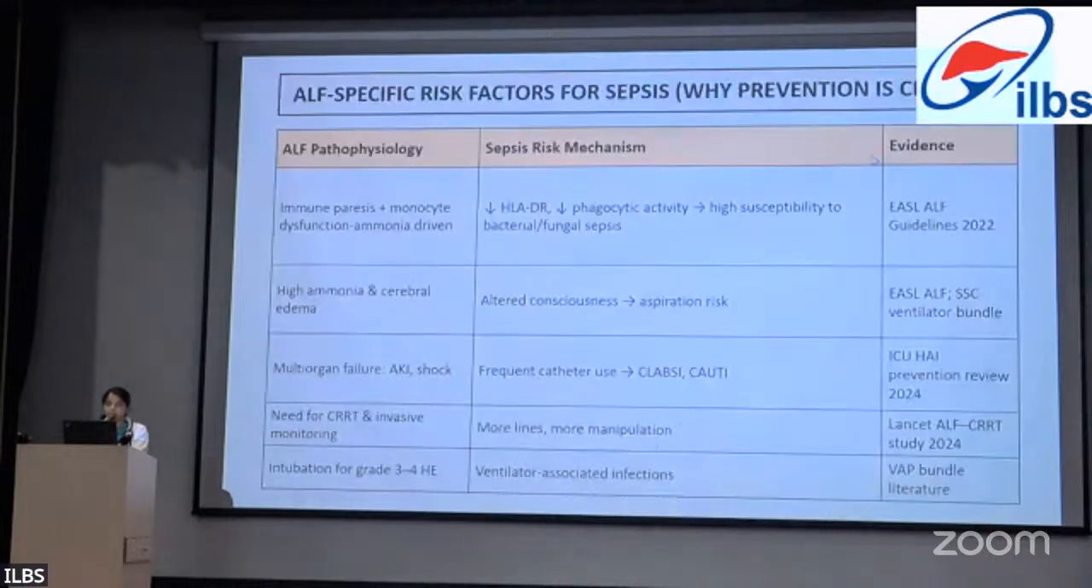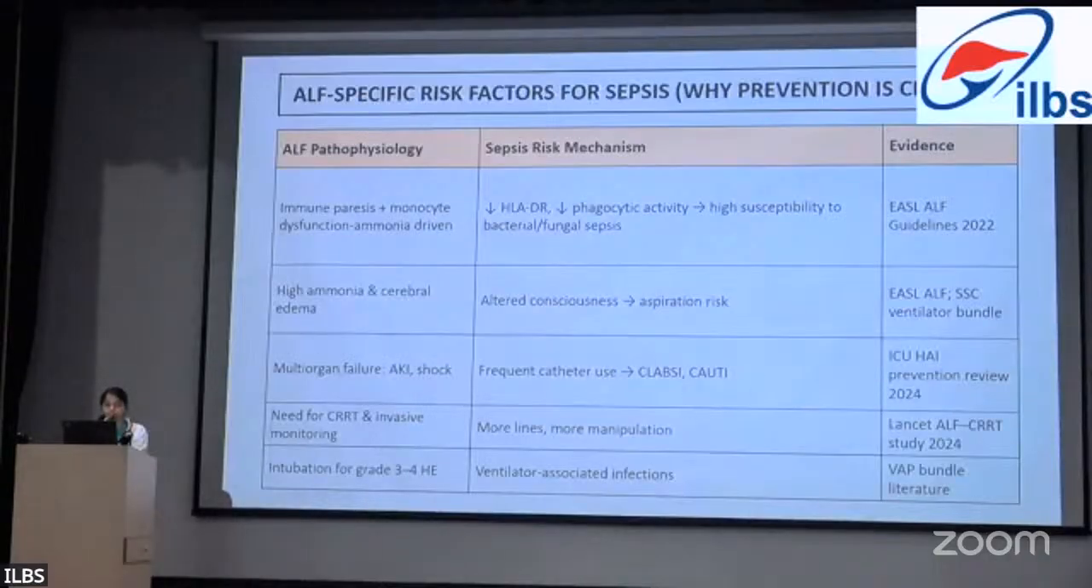So the ALF specific risk factors for this sepsis are immune paresis and monocyte dysfunction, which is ammonia driven, high ammonia and cerebral edema, which results in altered sensorium and increased aspiration risk, multi-organ failure, and the frequent use of catheters, the central line, the catheter associated UTI, and also the use of CRRT.